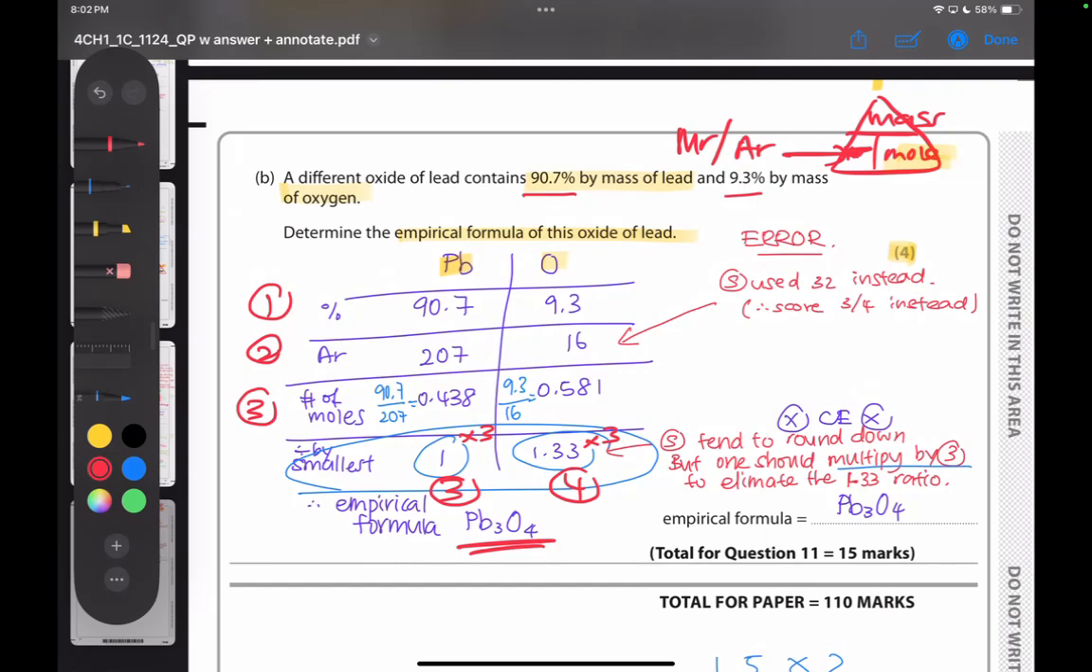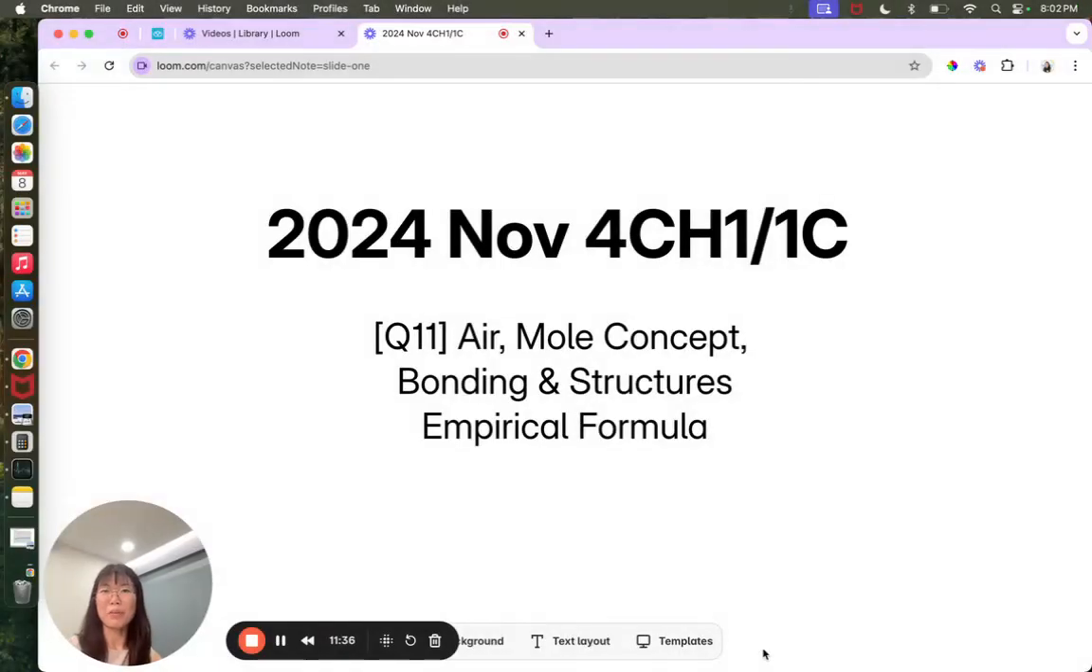I know this kind of formula does not look really conventional, but trust the steps of empirical formula. It cannot be anything more or less. It's very standard, and unless you punch into the calculator wrongly, the chance of you getting a whole number is actually quite high.